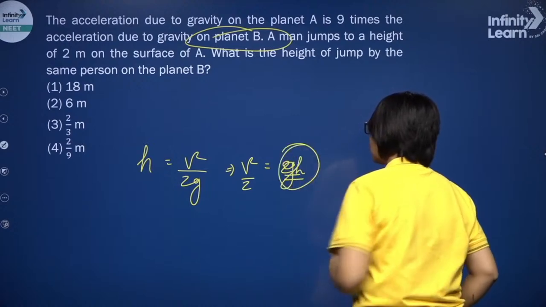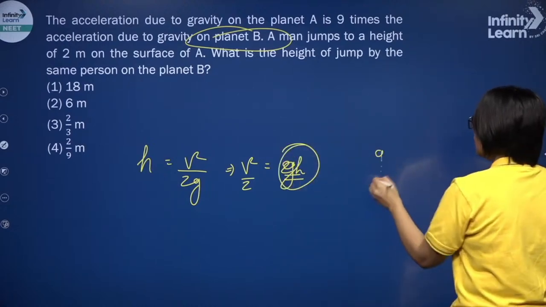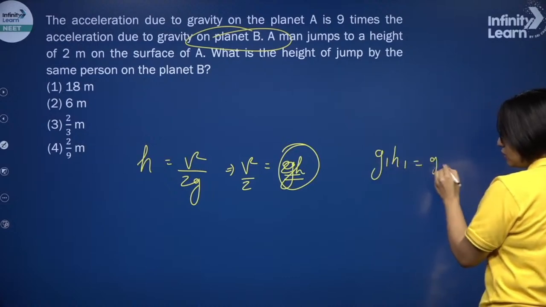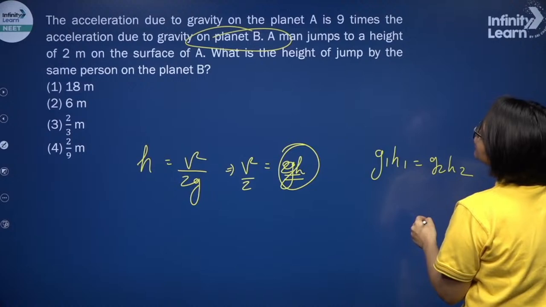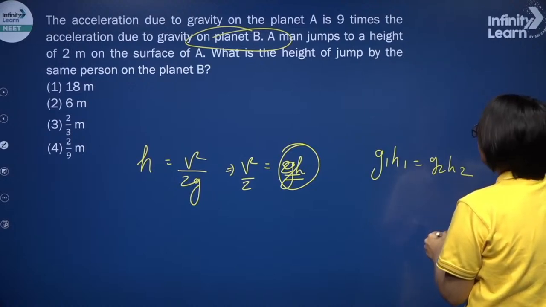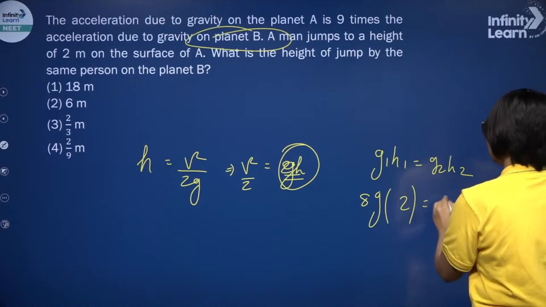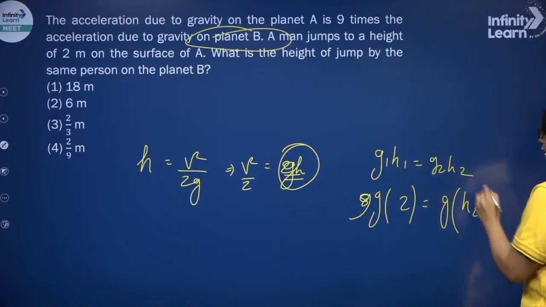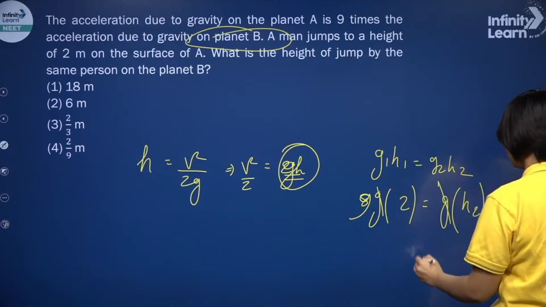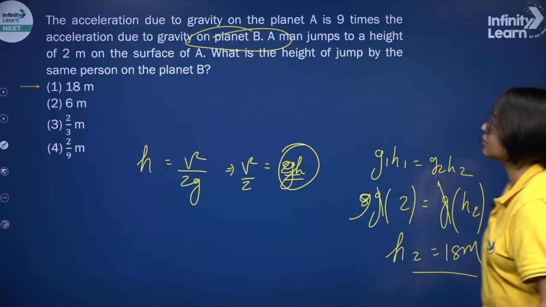So let's compare the GH product for both the planets. So G1 H1 will be G2 H2. G1 is 9 times the acceleration due to gravity on planet B. So it is 9G into H1, which is 2. G2 is, let's say, G. So G and G cancel. So over here, H2 is 18 meters. So correct answer is option 1.